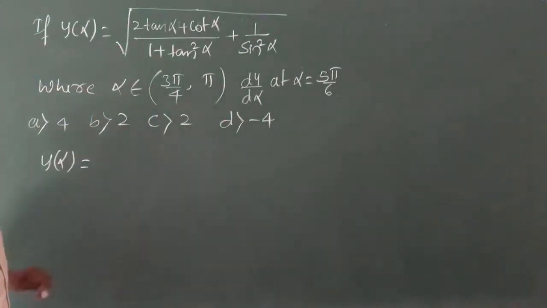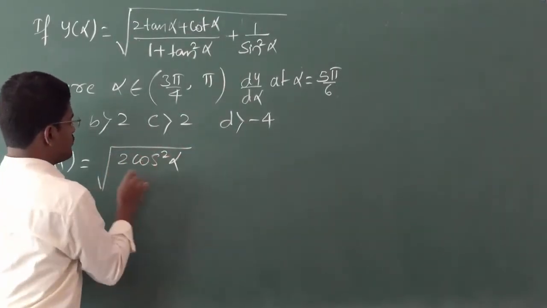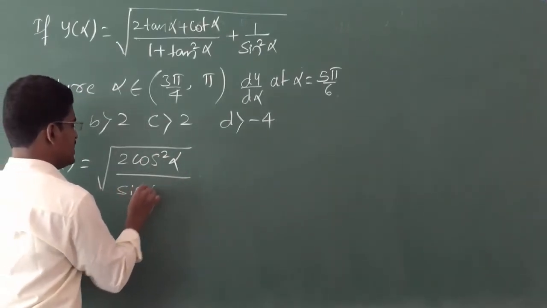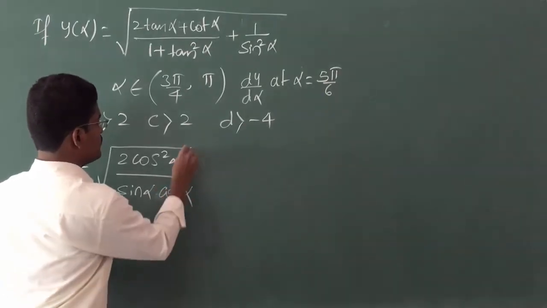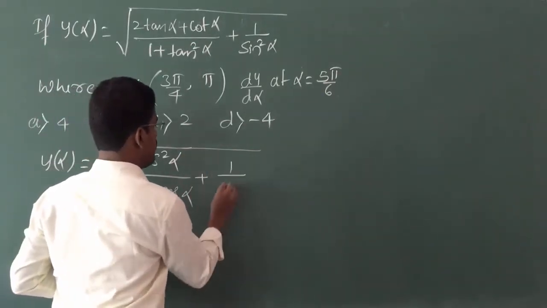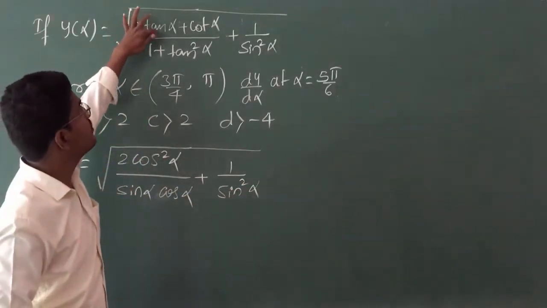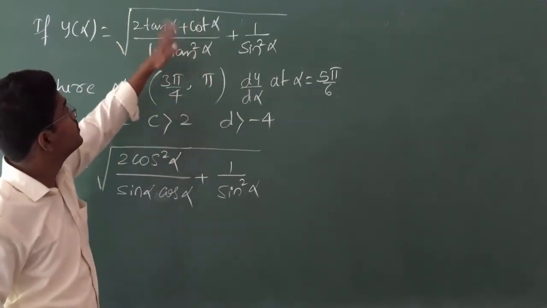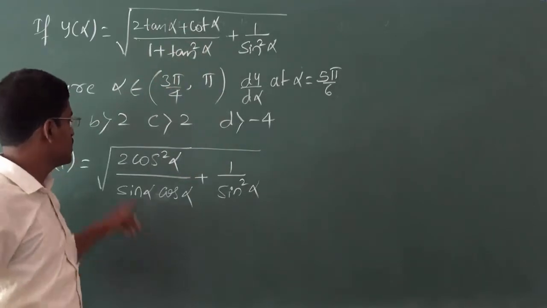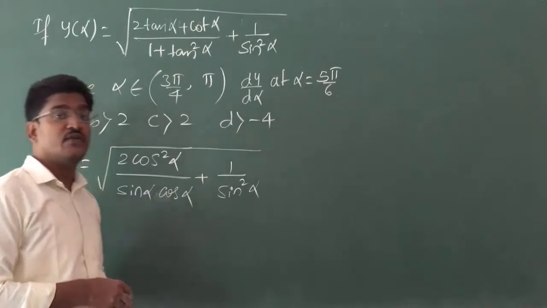Clear? So by solving trigonometric formulas, y alpha is going to be equal to 2 cos square alpha divided by sin alpha into cos alpha plus 1 by sin square alpha. Here you take sin by cos, cos by sin square by cos square, to simplify all the terms, so that you are going to have 2 cos square alpha divided by sin alpha cos alpha plus 1 by sin square alpha.